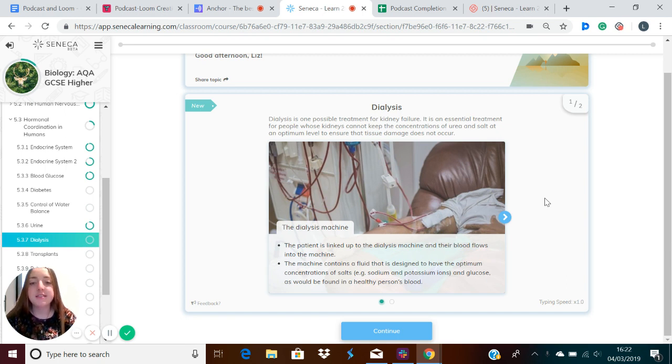A patient is linked up to the dialysis machine, and their blood flows into the machine. The machine contains a fluid that is designed to have the optimum concentrations of salts such as sodium and potassium ions and also glucose, as would be found in a healthy person's blood.